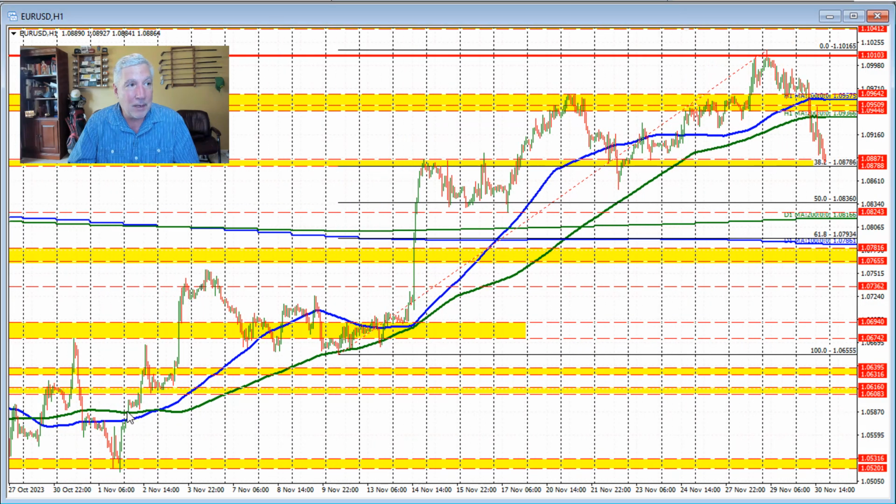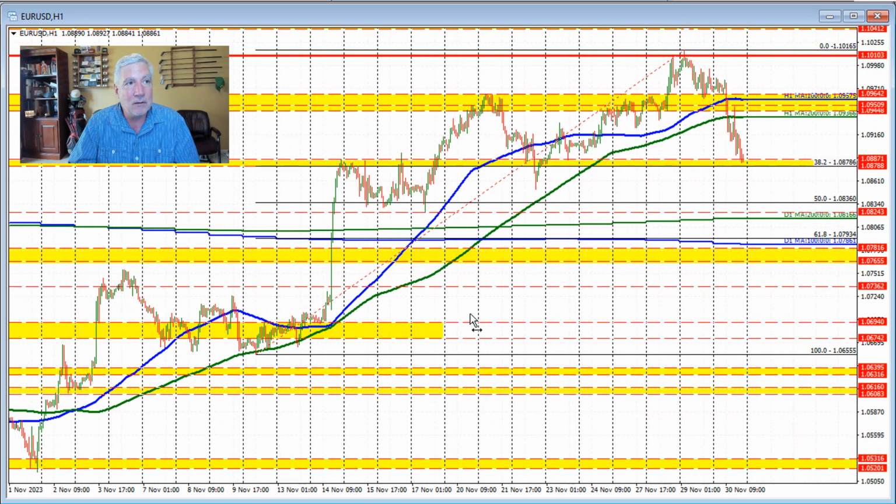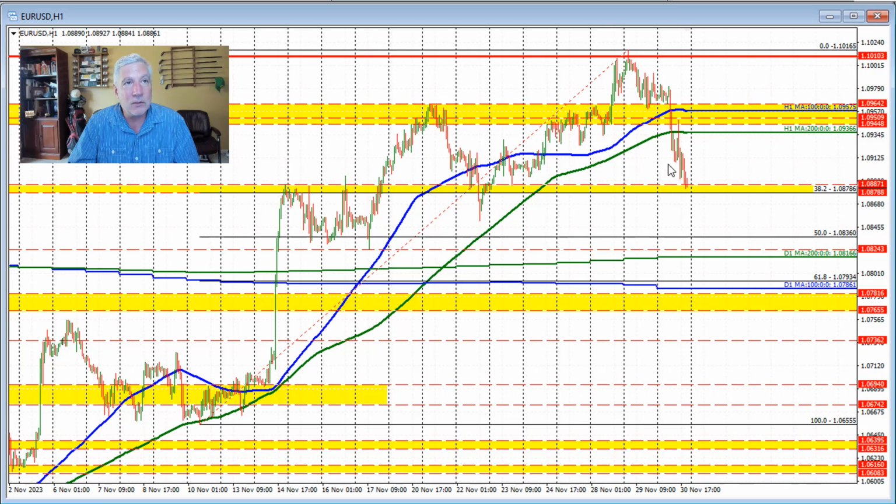In fact, you have to go all the way back to this day right here, which is November 2nd, almost at the beginning of the calendar month, before the last time the price of the euro versus US dollar stayed any significant time period below that 200-hour moving average. So sellers are taking more control, and they have pushed the price down to a new low for the day, which came in at 1.0882 so far. Now, at this low right here, we are also testing a swing area.